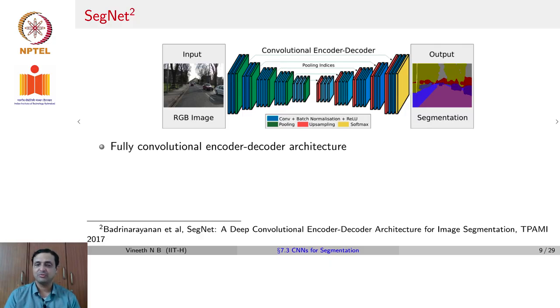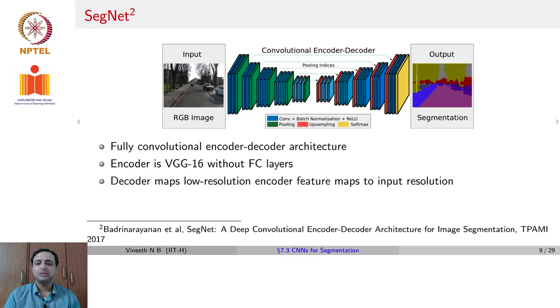How is this different from FCNs? Very similar to FCNs. The encoder is VGG16 without FC layers. The decoder maps the low resolution encoder feature maps to input resolution. Here there is a difference from FCN. FCN had only one upsampling layer towards the end, whereas SegNet has a sequence of decoder layers which mirror the architecture of your encoder. So the encoder and decoder architectures are mirrors of each other.